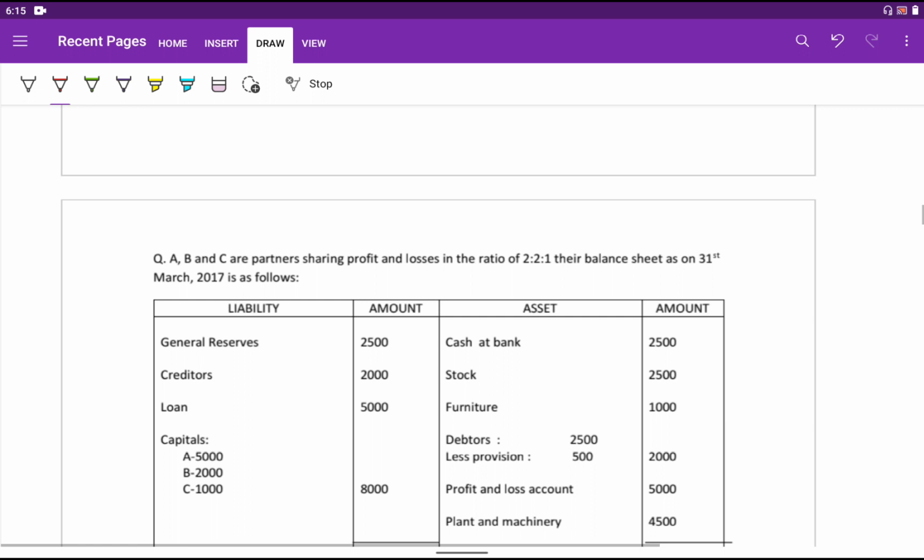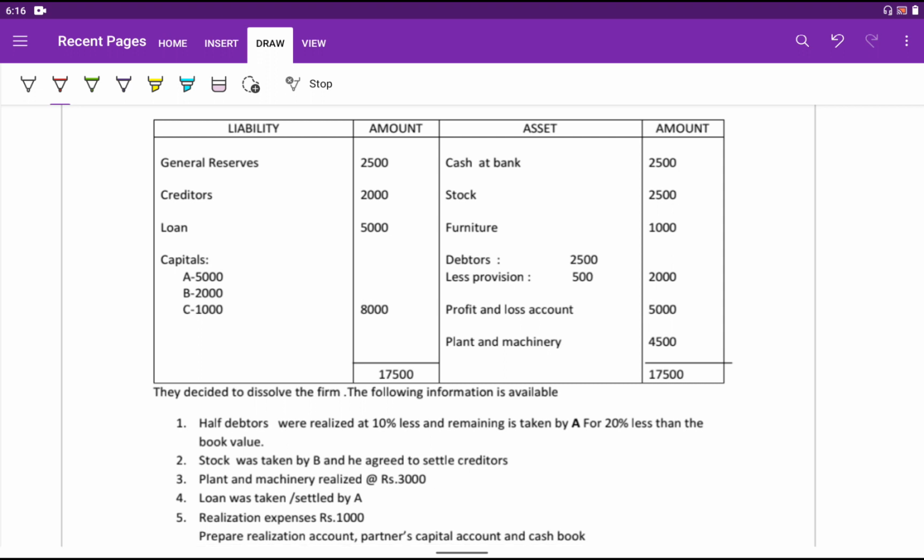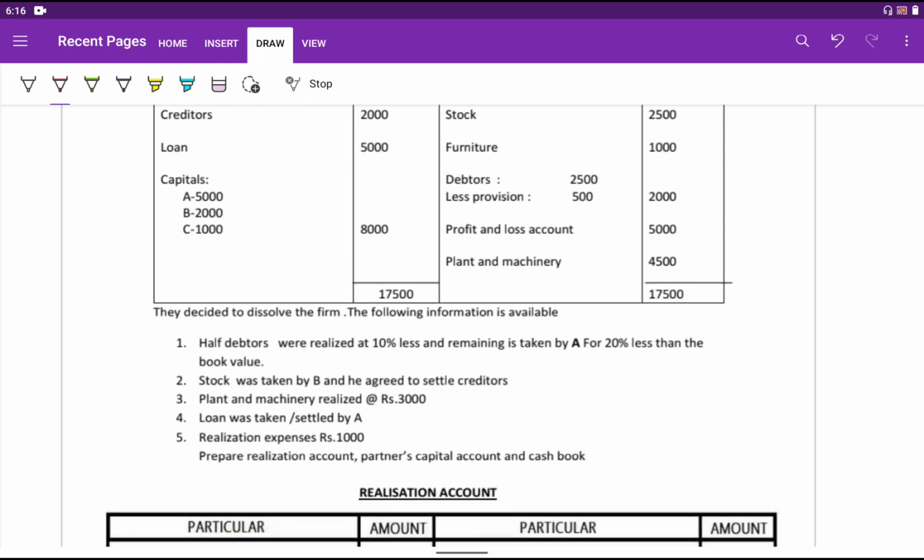So now we are going to do another question. Same question, same balance sheet, the capitals are the same, everything is the same, but in the adjustment we are going to make some difference. Then you can easily understand. The first one was a direct question, and this one is a question with adjustments.